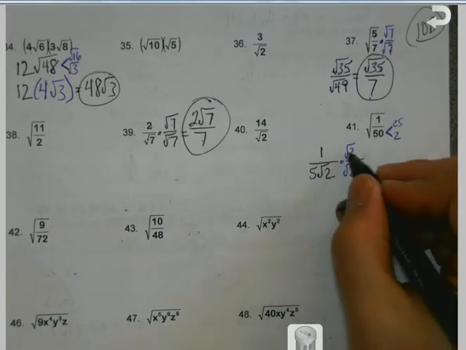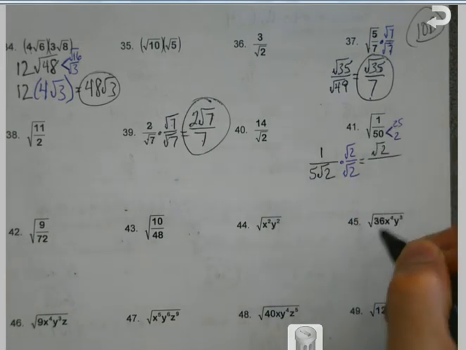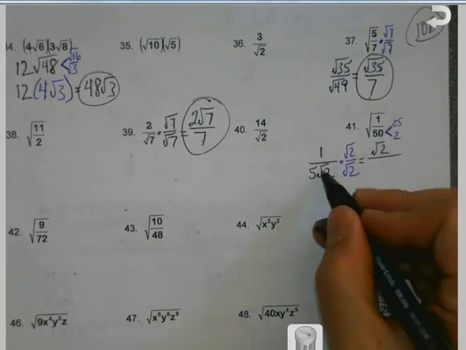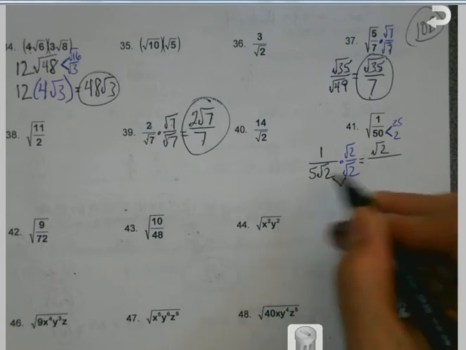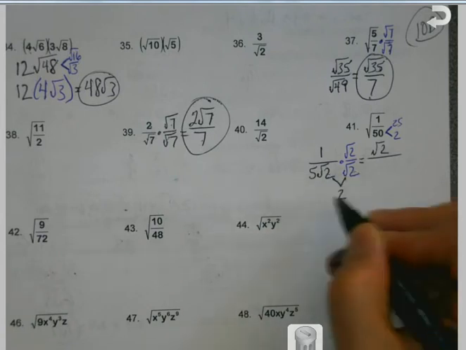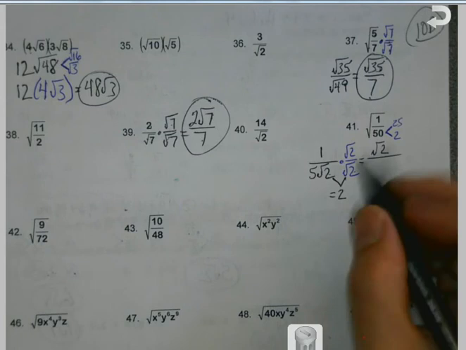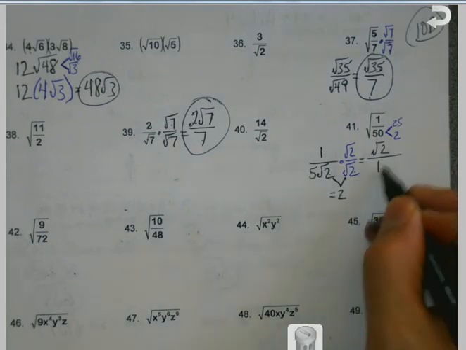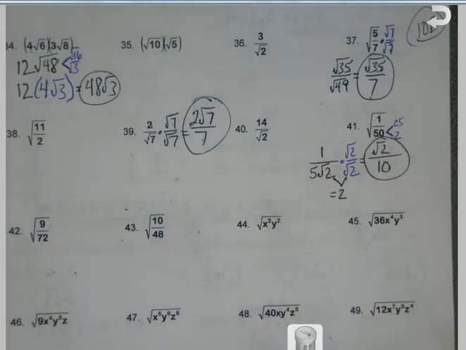So let's see, 1 times the square root of 2 is the square root of 2. And I know that this square root of 2 and this square root of 2 here is going to equal just plain old 2. So 5 times 2 is 10. And I don't have a radical in the denominator anymore.